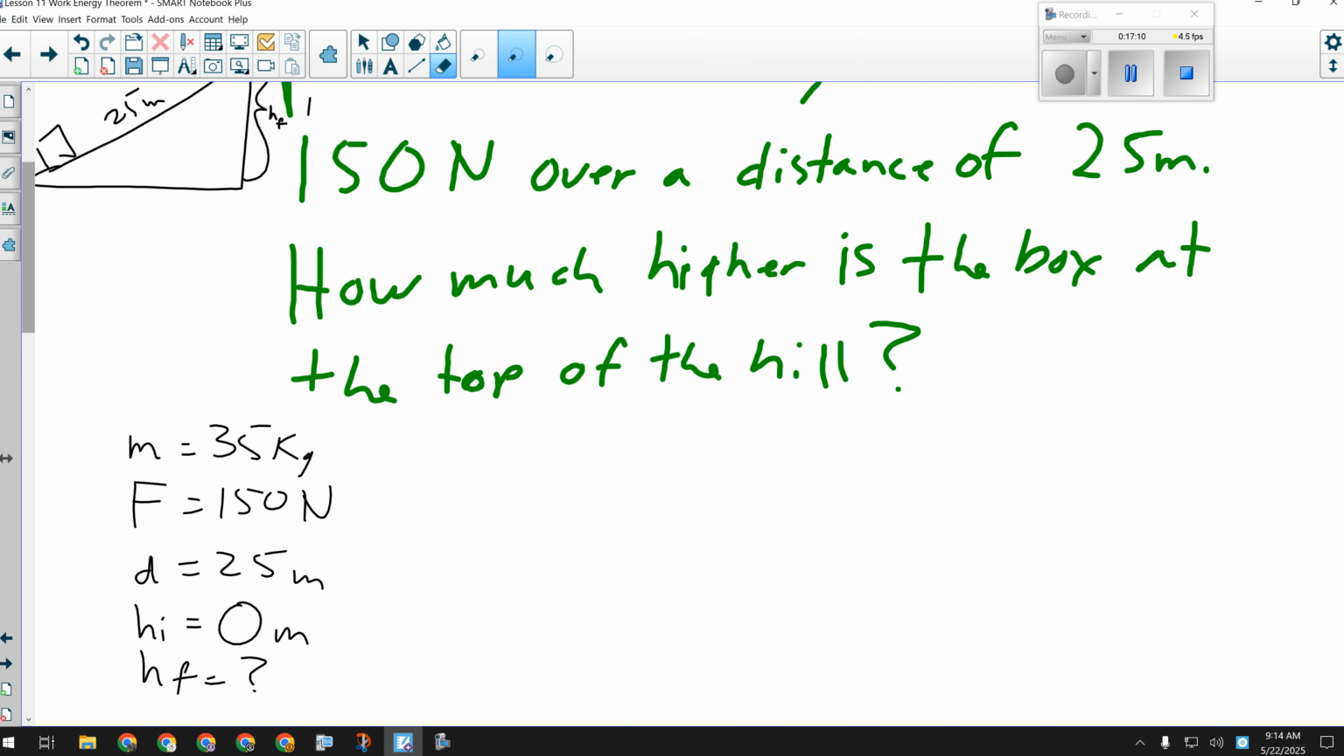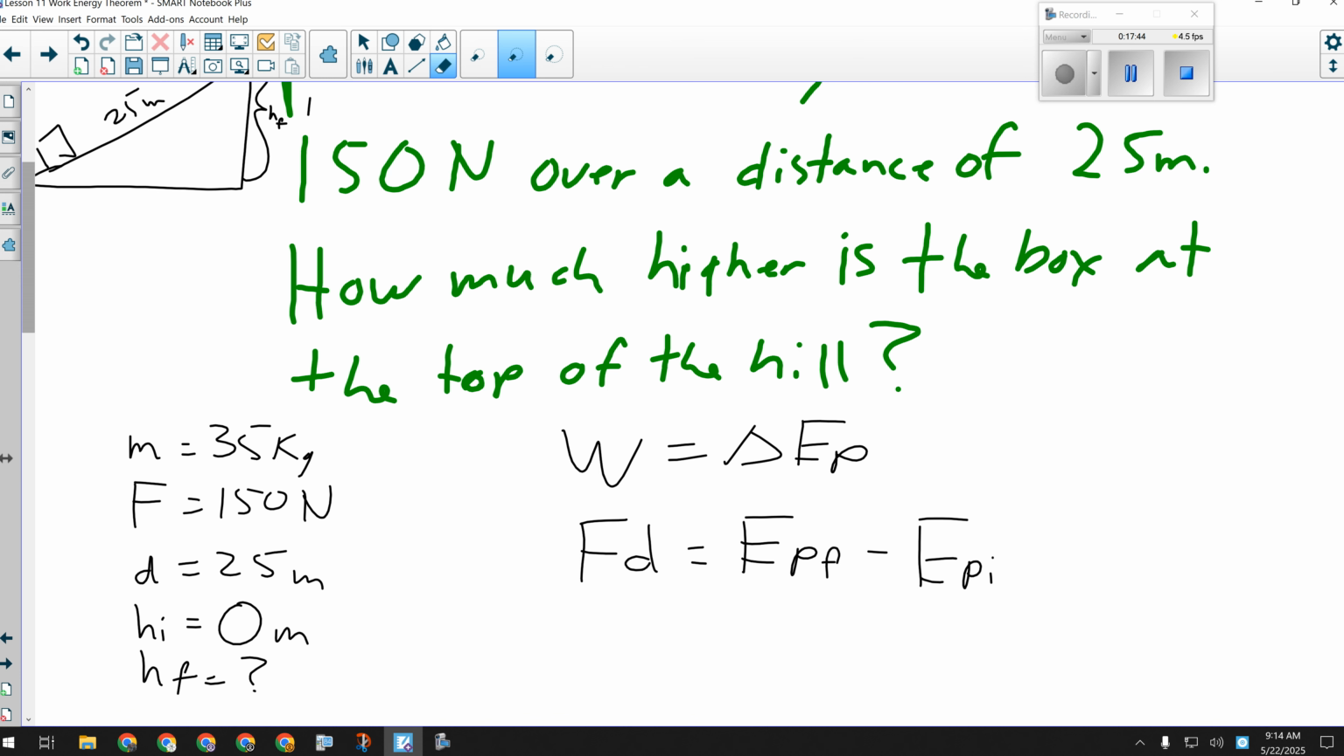Okay, so now we've got our givens down, and we see there's a change in height. So what kind of energy is being changed here? Potential energy. So next step, work is a change in potential energy. Just following those steps that you just finished writing down. Work is force times distance. I'm writing that down because I was given the force and the distance. And I'm going to write here that the change in potential energy is the final minus the initial.